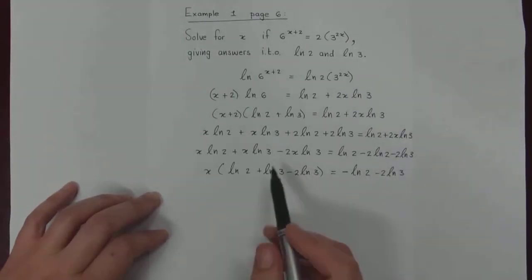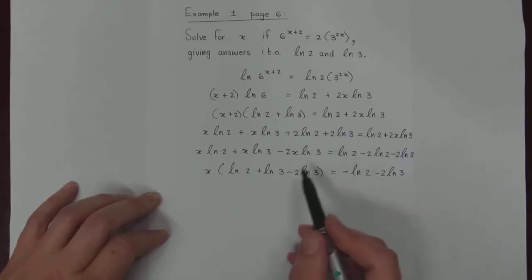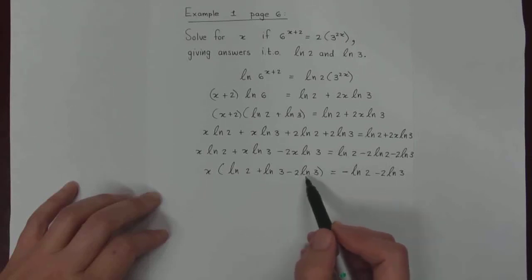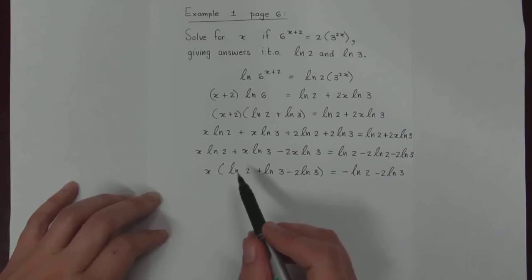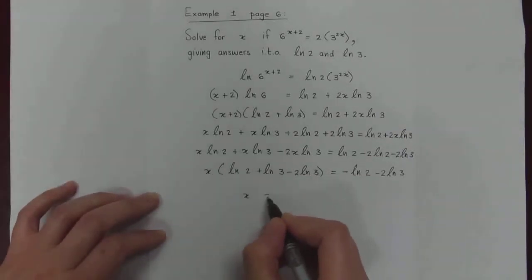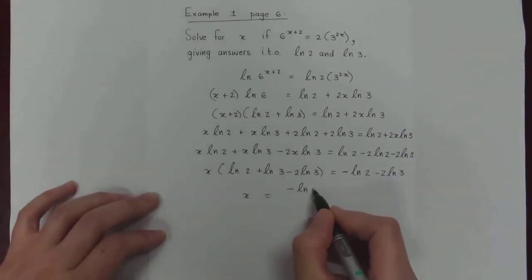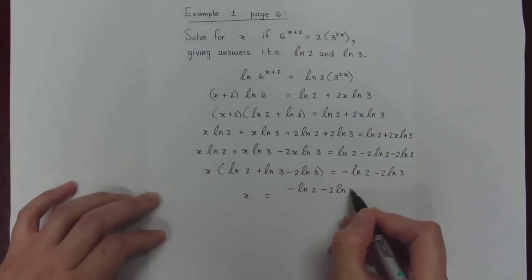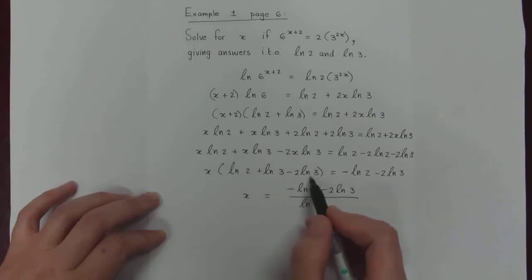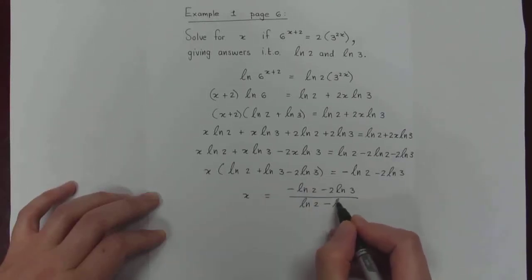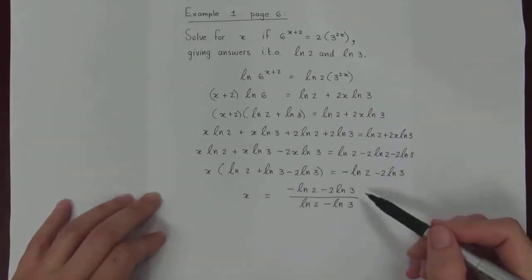And then finally, in this bracket, I also have some like terms. I've got ln of 3 minus 2 ln of 3. So that will obviously simplify to one of these ln 3's minus 2 of these ln 3's will also give me minus ln 3. But I'm going to simplify and I'm going to divide by that bracket to get x on its own. So solving for x is equal to minus ln 2 minus 2 ln 3 divided by ln of 2, and then that simplified version, which is minus ln of 3. And that is my final answer.